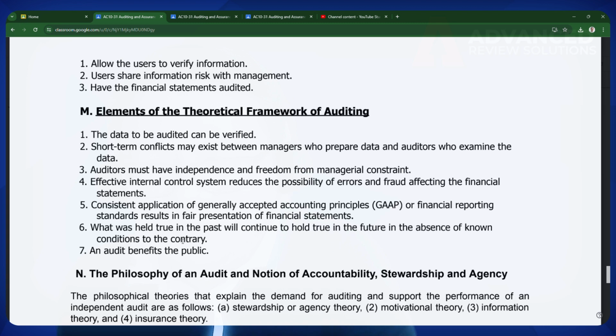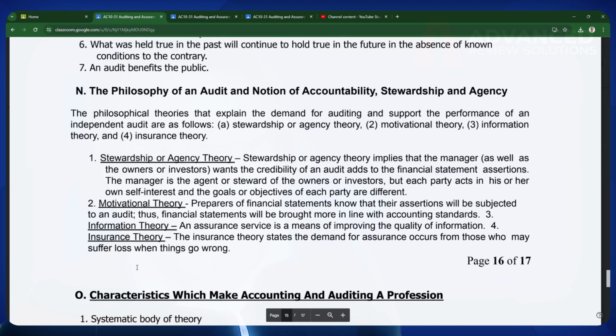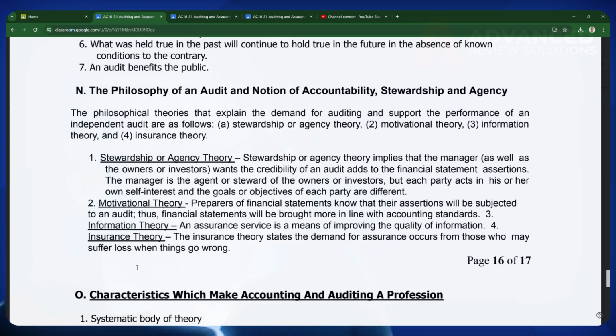Consistent also is the application of the GAAP. And number six, what was held true in the past will continue to hold true in the future. And of course, the goal is that the audit benefits the public. So, what are the philosophies about the audit? Stewardship, agency theory, motivational theory, information theory, and insurance. Kayo na magbasa for this.